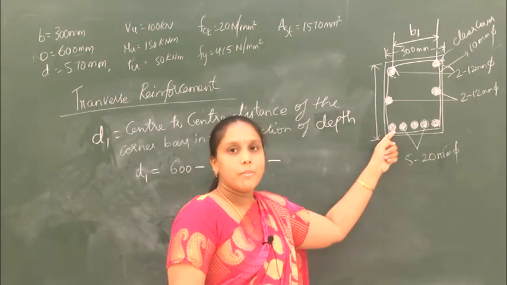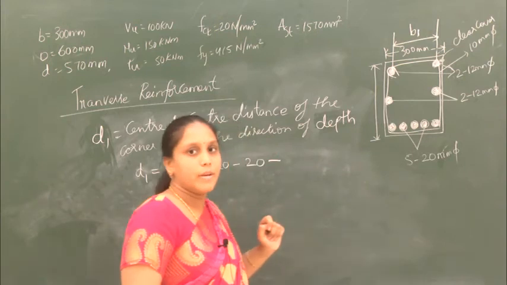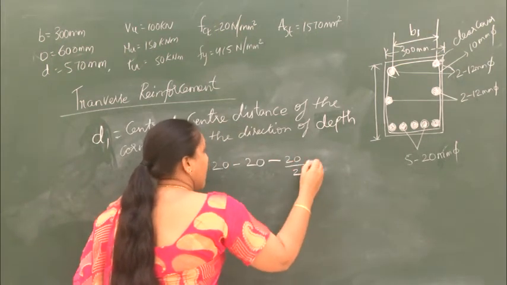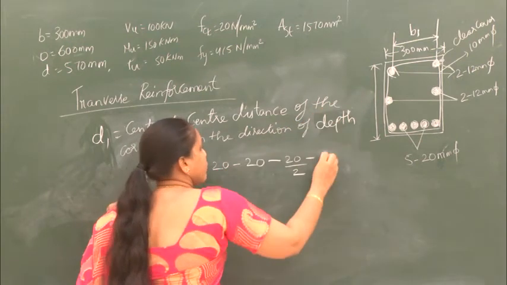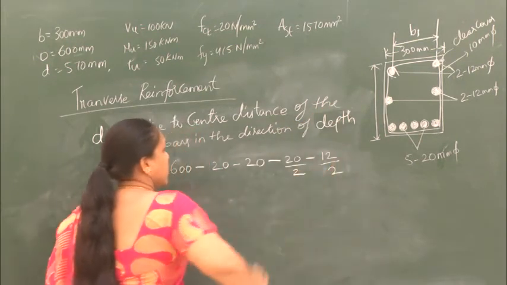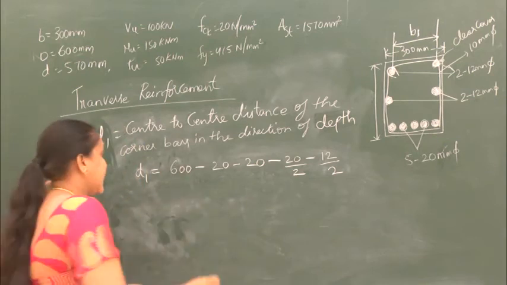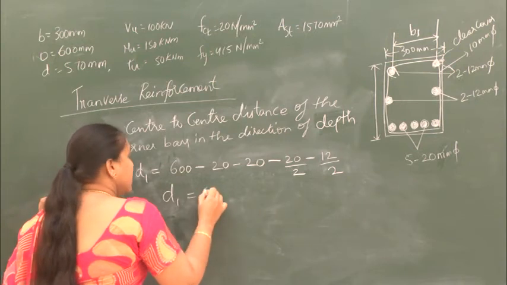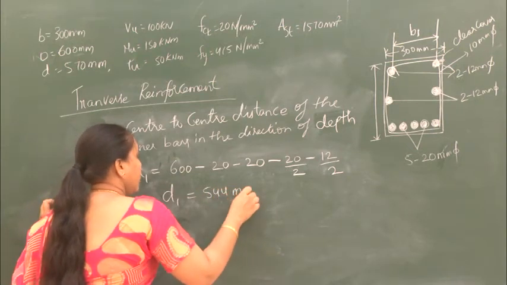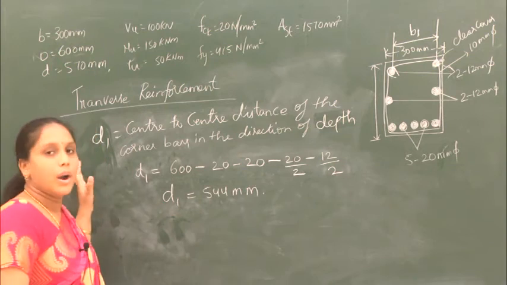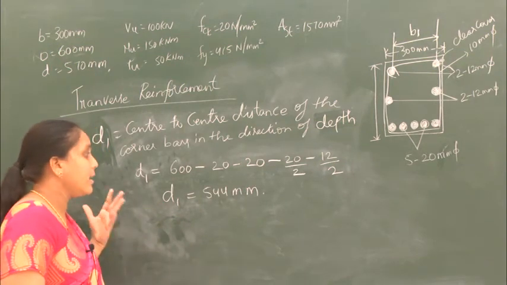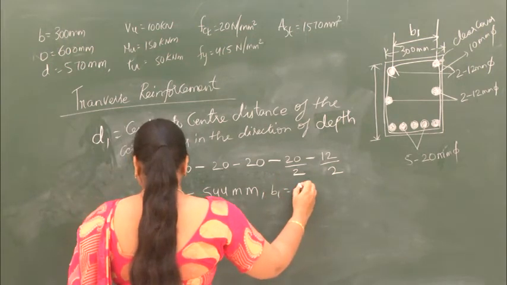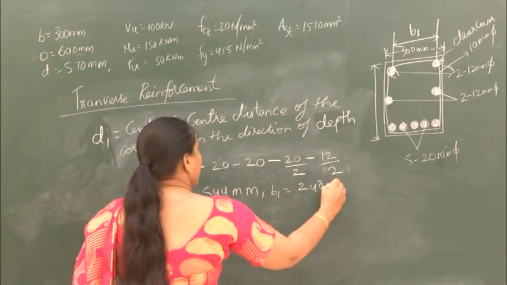So here the dia of the bar is 20 mm and here it is 12 mm. So we have to consider both. So one will be 20 by 2 minus the top side reinforcement, it is 12 by 2. So from this you can calculate the value of D1. So if you do this, you will get a value of D1 as 544 mm. Now we have got the values of B1 and D1. So D1 being 544 mm and B1 is 248 mm.